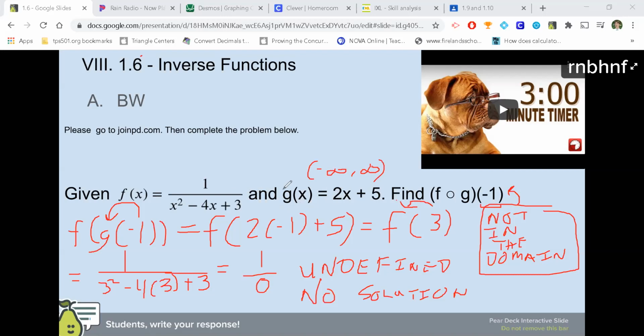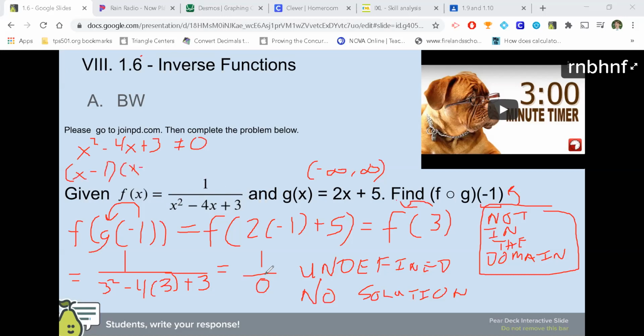Then, and this is the part that always trips people up, we have to evaluate the domain of f in terms of the output of g. So the domain of f originally is, because it's a rational function with values of x in the denominator, this denominator cannot equal 0. So the original domain is that x squared minus 4x plus 3 cannot equal 0, which you can solve by factoring.